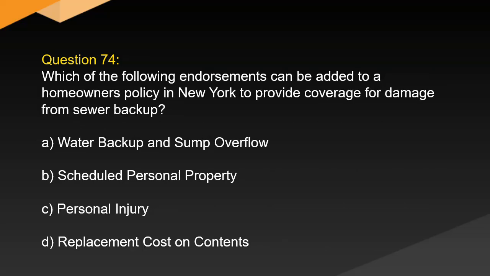Question 74. Which of the following endorsements can be added to a homeowner's policy in New York to provide coverage for damage from sewer backup? A. Water backup and sump overflow. B. Scheduled personal property. C. Personal injury. D. Replacement cost on contents.